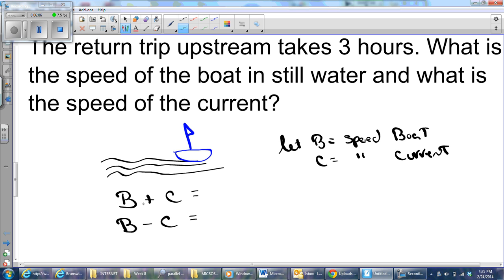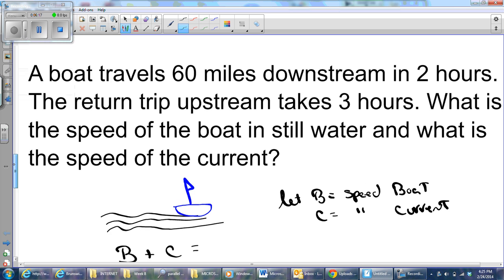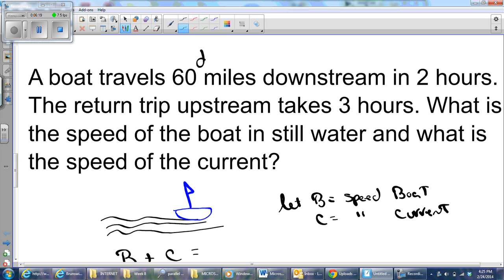All right, now what is B? It's the speed, isn't it? It's the speed of the boat. What is C? It's the speed of the current. Over here I need a speed. Well, you know what? I don't see a speed over there, but I do see a distance. And I see a time.